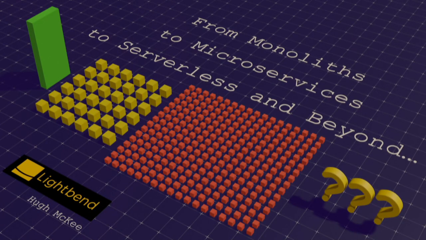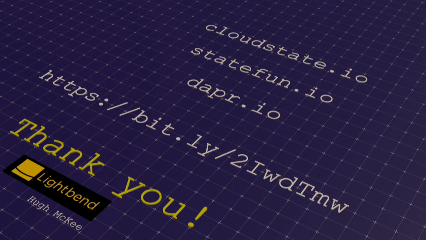So that's it. The tour, the visual, was like a comic book. It was all pictures for the most part. The three projects I talked about were: look up cloudstate.io, statefun, or DAPR.io. Really, really interesting stuff.